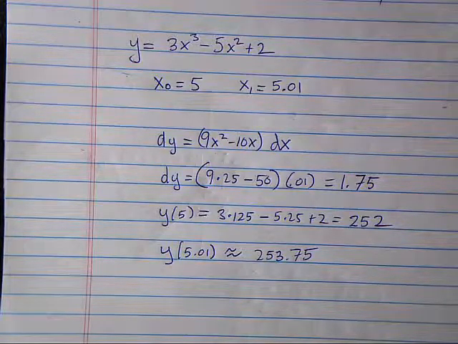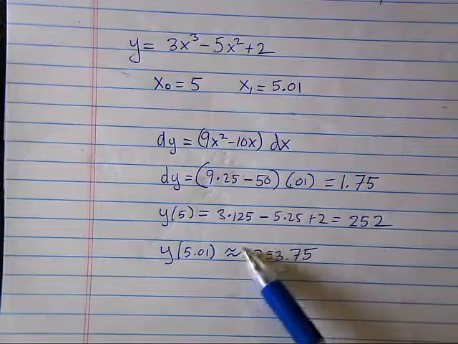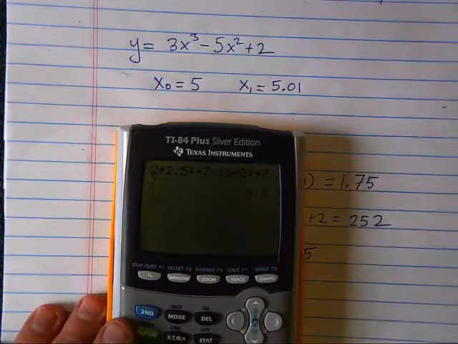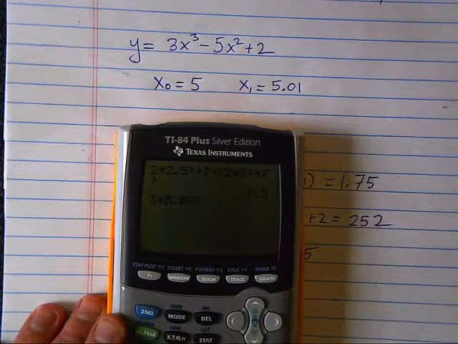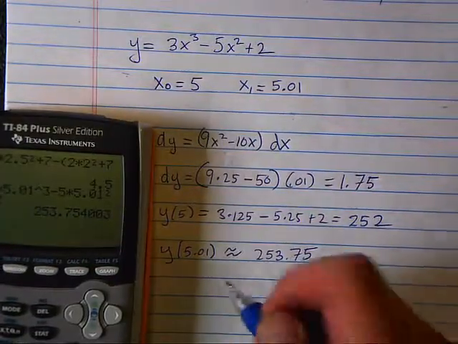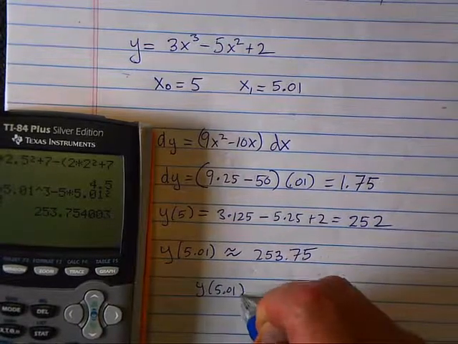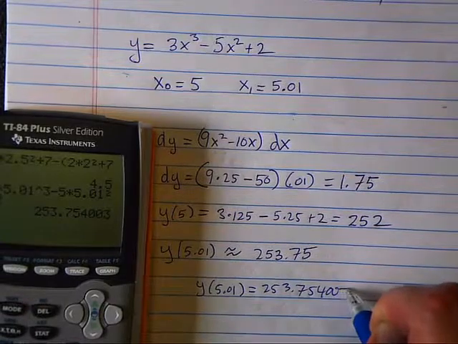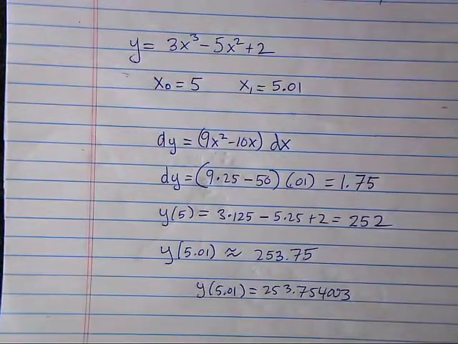For this problem? Well, no, I have one more question. How good an answer is this really? Horrible? Let's see. 3 times 5.01 cubed minus 5 times 5.01 squared plus 2. The exact answer, y at 5.01, is 253.754003. So how good was our linear approximation? Pretty accurate. Accurate to 2 decimal places, wasn't it?